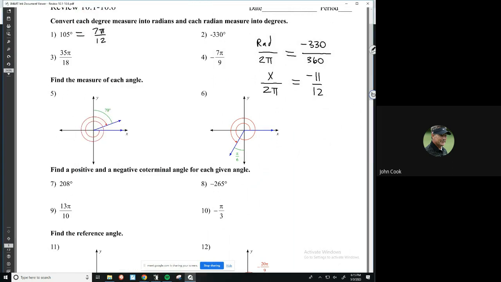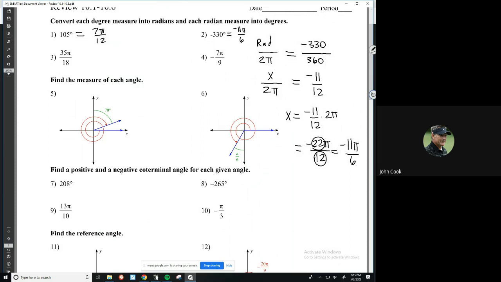The next thing I do is multiply 2 pi over. So x is equal to negative 11/12 times 2 pi. 2 times 11 is 22, so this turns into negative 22 pi over 12. Then 22 and 12 are both divisible by 2, so I'd reduce it a little more: negative 11 pi over 6. That would be the answer I'd end up with, negative 11 pi over 6.